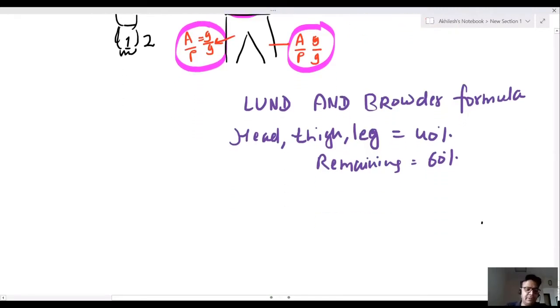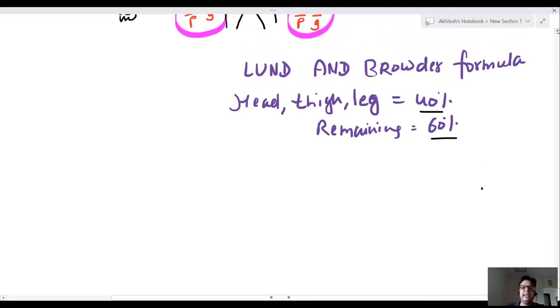Lund and Browder formula. This is also different. Head, thigh, and leg, it is 40%. The remaining area is 60%.